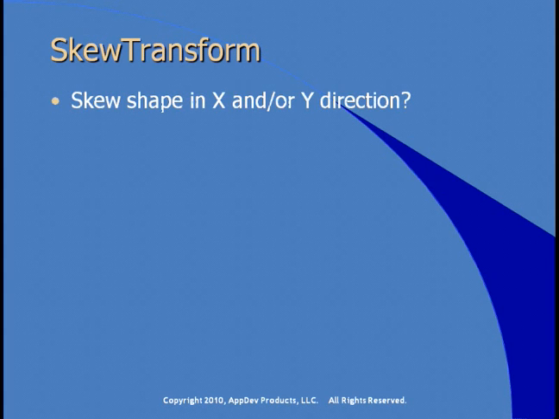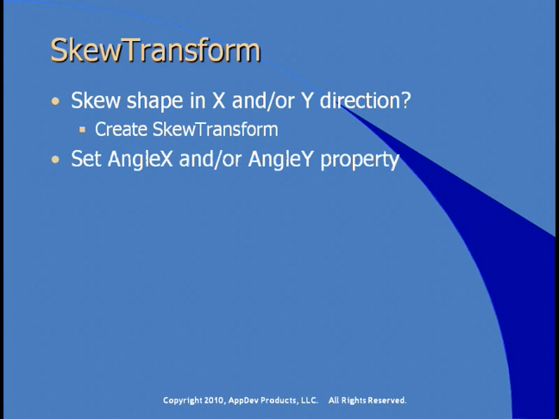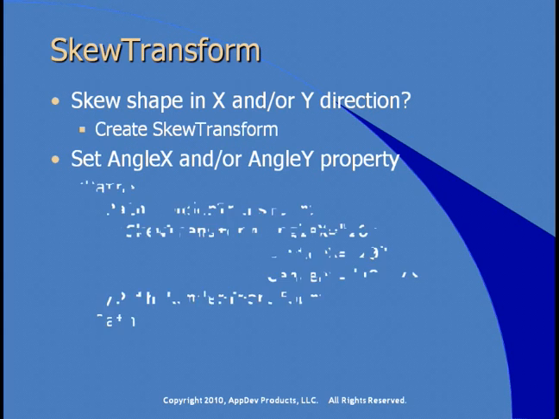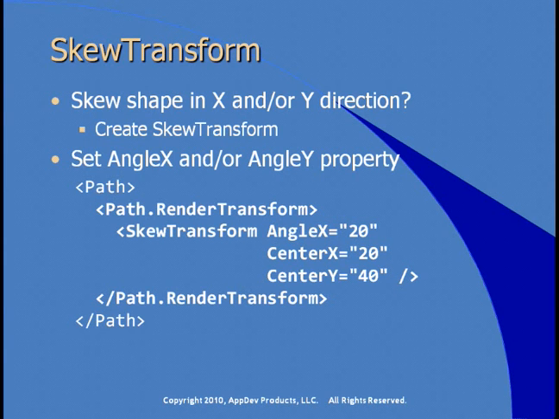If you want to skew a shape in the x or y direction, you can create a skew transform. To do that, you set the angle x and/or the angle y property, and the markup might look something like this. I'm only skewing here in the x direction. And again, I'm setting the center x and center y properties so things stay the same in the upper left-hand corner. Instead, they scale off in one direction only. So here, we're setting the skew transform as the render transform property of my path.